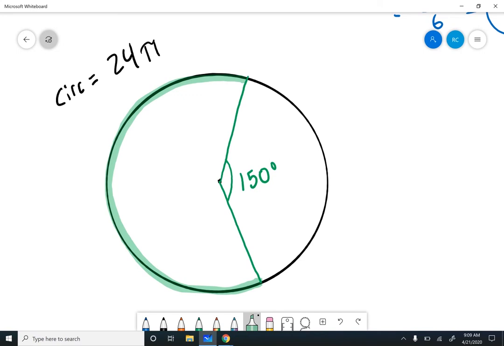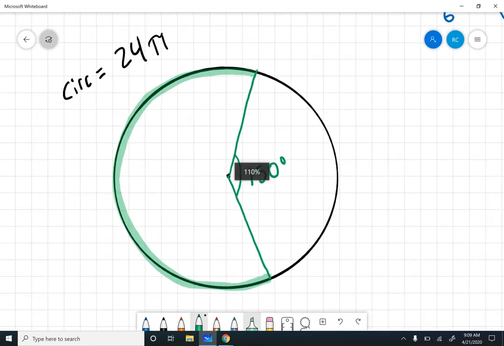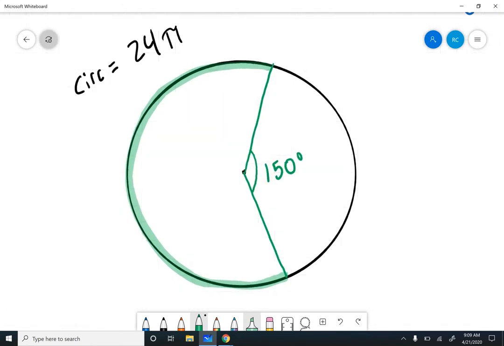I want to find the length of the arc not on this side. No. I want to find the length of the arc on the other side of that 150-degree angle. Okay? So I'd like you to pause the video, do this one example, see what you can do. Ready, set, go.